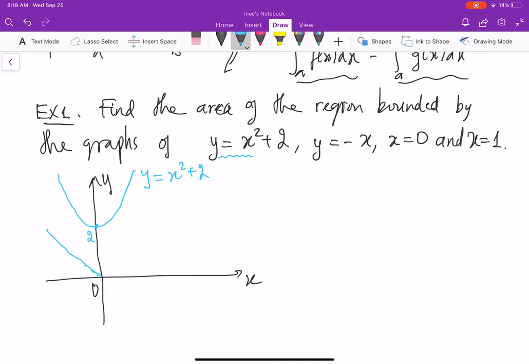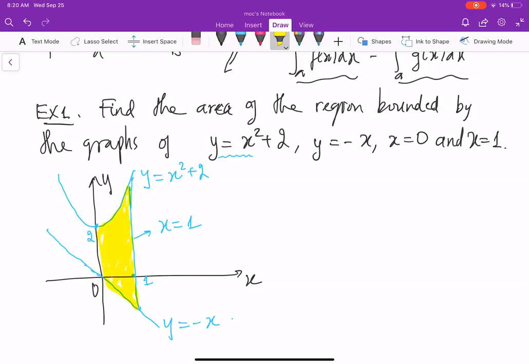So I can write here, this is y equal to negative x. x is from 0 to 1. 1 is here. So that is x equal to 1. So basically our region looks like this. You see. That is our region. So we need to find the area of this region.